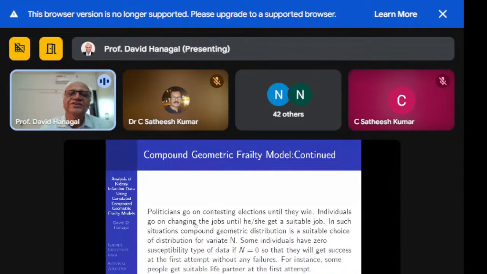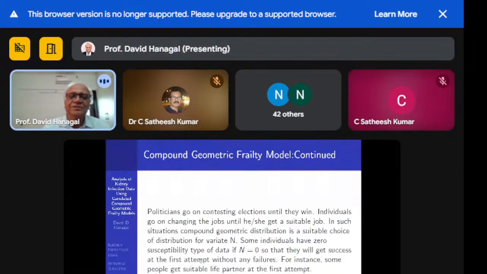Individuals go on changing jobs until he or she gets a suitable job. Such a compound geometric distribution is suitable. This is an example of Z greater than 0 or N greater than 0. There are examples of N equal to 0 also, that is Z equal to 0, where they will get success at the first attempt. There are no failures at all. At the very first attempt they will get success.